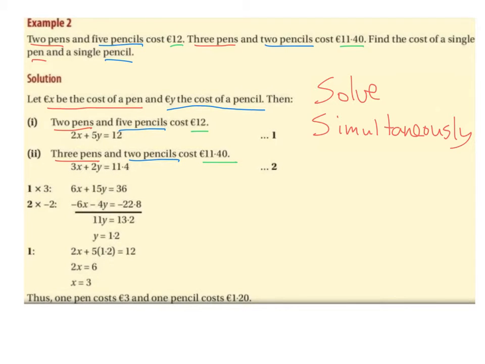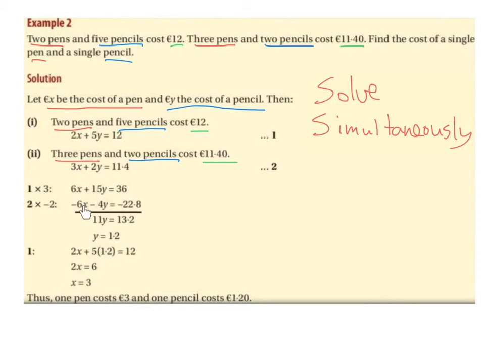So then 3X multiplied by minus 2 is minus 6X. 2Y multiplied by minus 2 is minus 4Y. And 11.4 multiplied by minus 2 is minus 22.8. So we got minus 6X minus 4Y equals minus 22.8. And we got this because we multiplied this entire equation by minus 2.